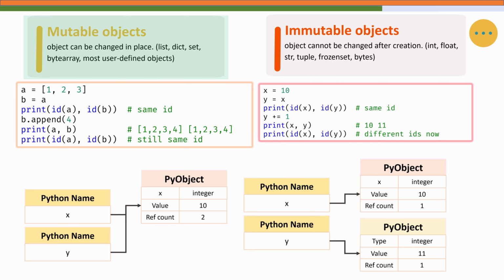When you change an immutable object, you actually create a brand new object and bind the name to that new object. Mutable objects, on the other hand, can be changed in place. List, dictionaries, and sets are common mutable types. Mutating these objects modifies the object itself. Any name that refers to the same object will see the change.